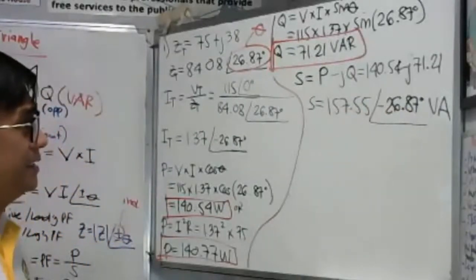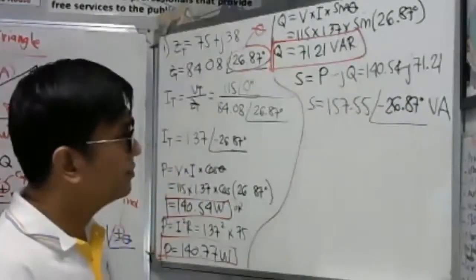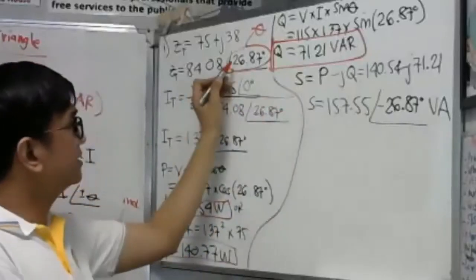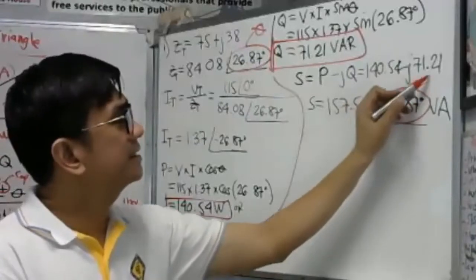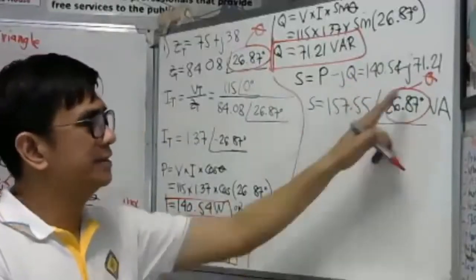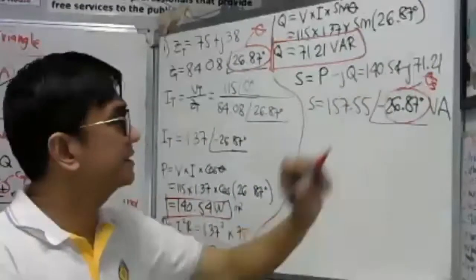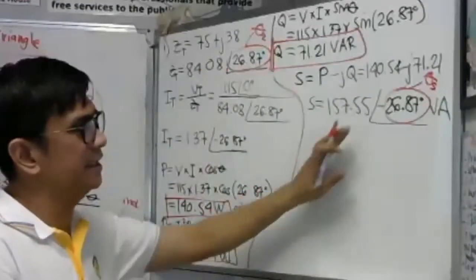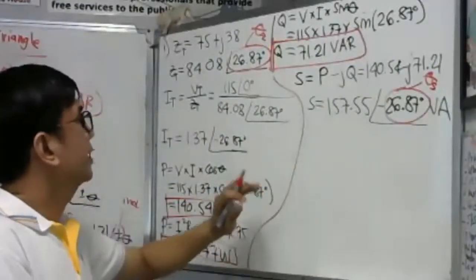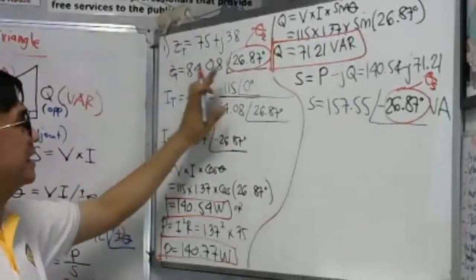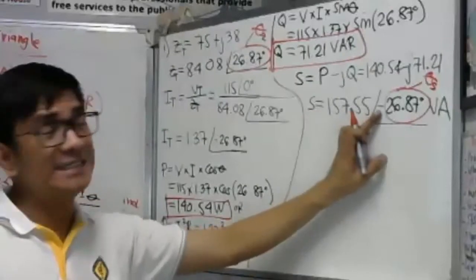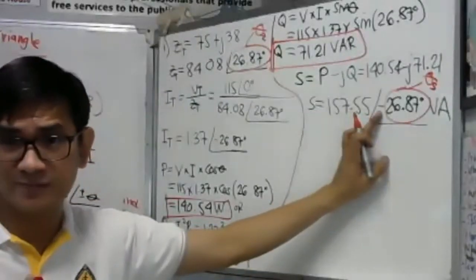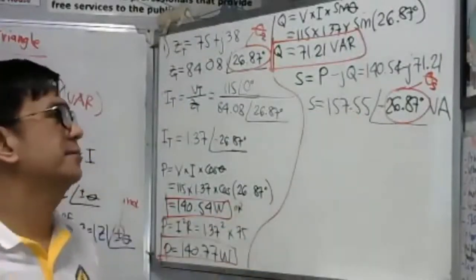You see, they're just the same. The angle, the magnitude of the angle. In the impedance, 26.87. In the power, this is your theta, theta of the apparent power S. This is the theta of the impedance. You see? Okay? If you have a positive theta in impedance, that is inductive. If you have a negative angle in the power, that is inductive also. Okay? That is also inductive.